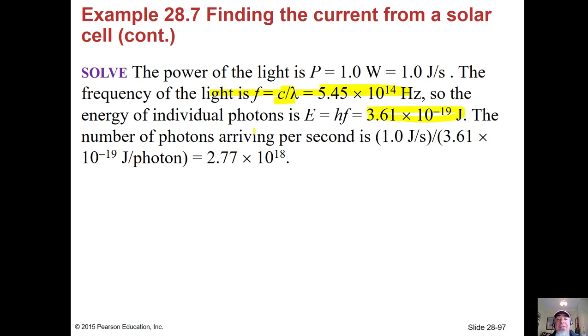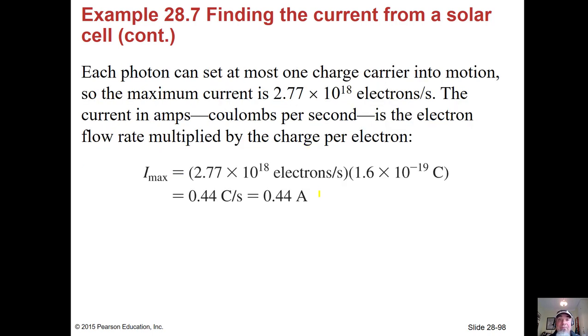Okay, so to get the number of photons arriving per second, this is again really similar to the last problem, you've got 1 joule per second. That's the total amount of energy per second. Divided by the energy of 1 photon, you get this many photons, 2.77 times 10 to the 18th photons. So that's how many electrons we could possibly have freed. Okay, so 2.77 times 10 to the 18th electrons per second.